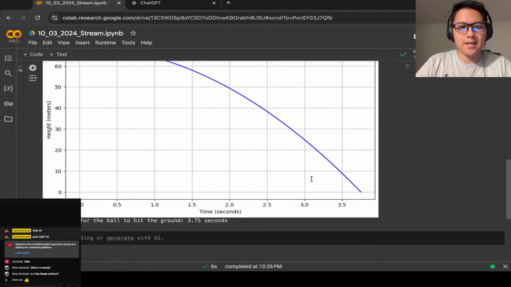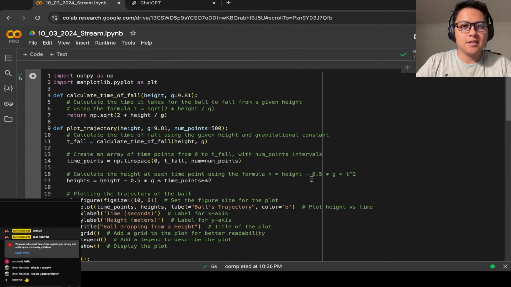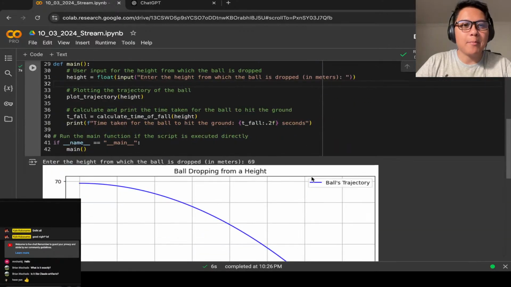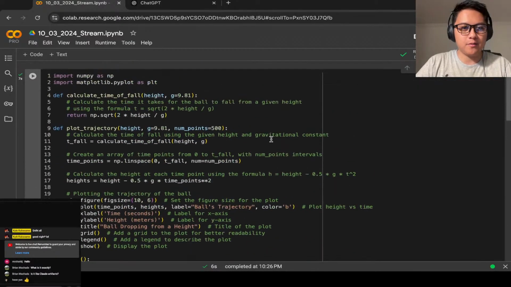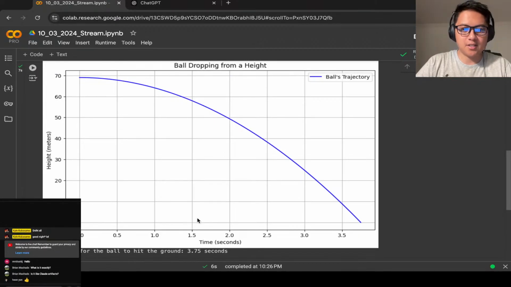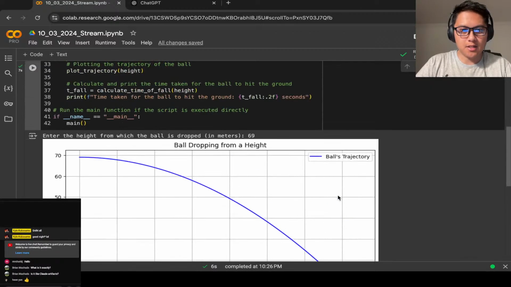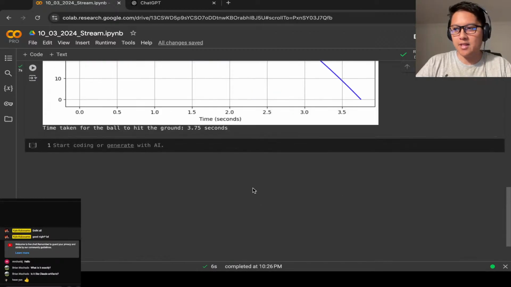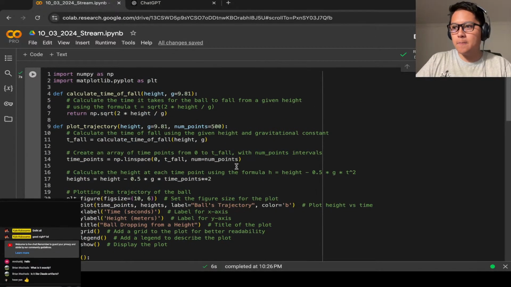Ooh, that's nice. Wow. I'm impressed. I know that's a very simple function to code, but I'm impressed. It looks nice. Look at this nice formatting, this nice trajectory of the ball. And how long did it take? 3.75 seconds. Very nice.